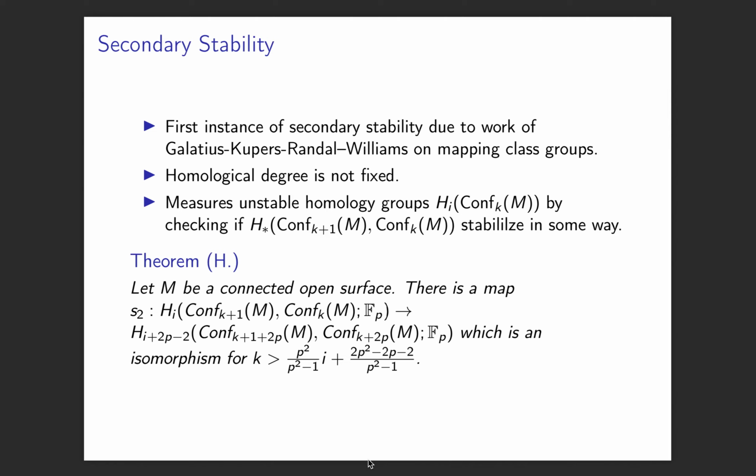The way I would visualize it is, whereas homological stability can be visualized as bringing in the class of one point near the boundary, here you're bringing in a 2p minus 2 parameter family of 2p points on a disk, and you're somehow stabilizing by this parameter family of 2p points.